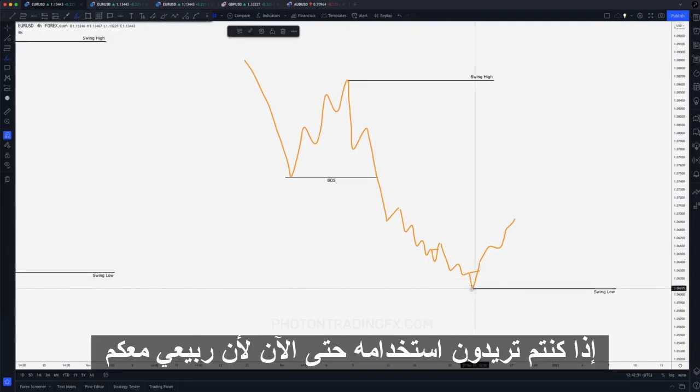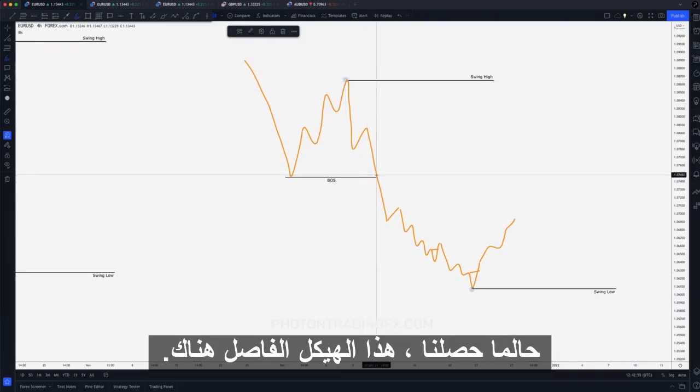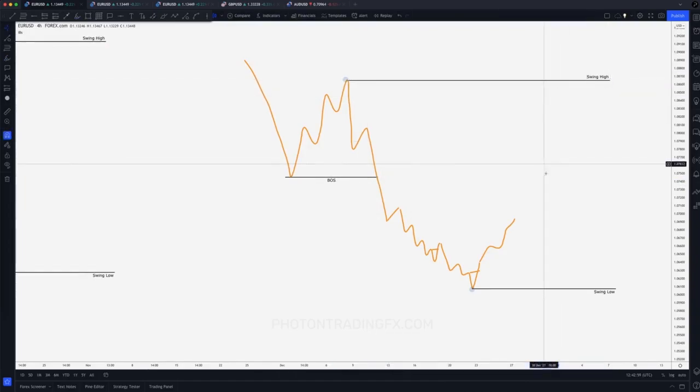So that now becomes my swing low. You can put a little circle on it. You can draw swing low, right? We always knew the swing high was up here, right? As soon as we had that break of structure there. Now this is the current swing range we're playing within, okay?